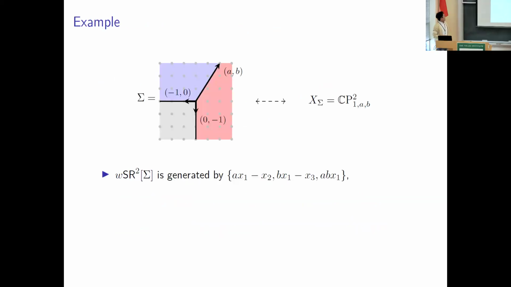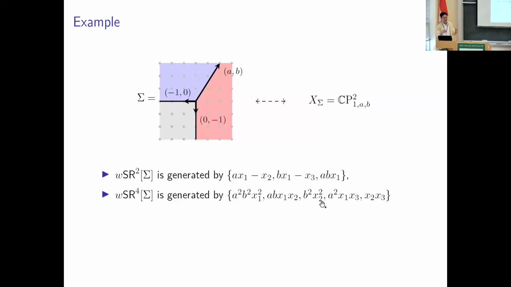Okay, speaking of this weighted Stanley-Reisner ring, here is an example of the computation. This is the fan of the weighted projective space. The degree 2 generator of the weighted Stanley-Reisner ring is generated by this element, and the degree 4 generator is generated by these elements. It probably looks a little random to you, but that's okay because I didn't give you the precise definition. Just believe in my computation.